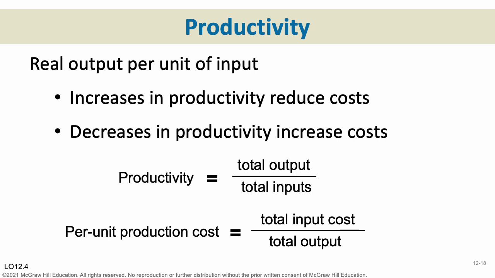And this is why things generally get cheaper over time, technological products, etc. We become able to make them at a lower cost because we become more productive. Our per unit production cost is just our total input cost over our output. How much does it cost to make each unit? So if you see a question on one of those, it's just simple division.